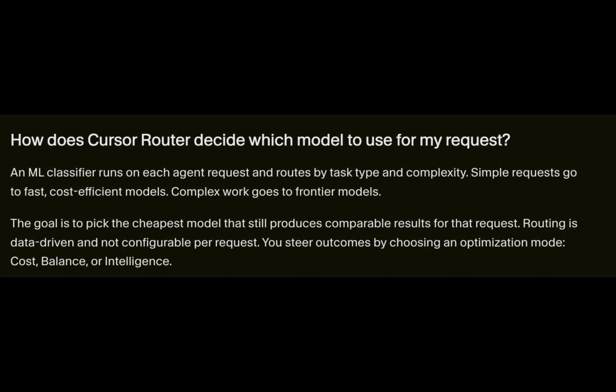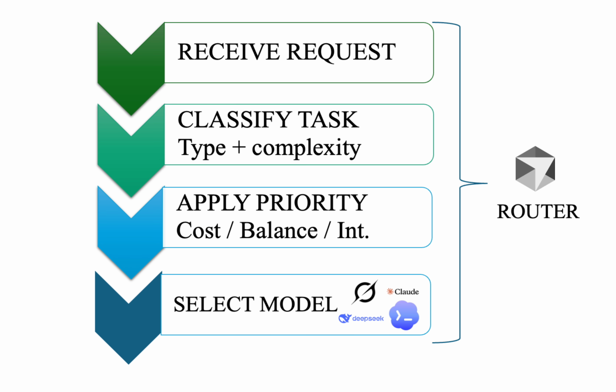According to Cursor's documentation, its router runs a machine learning classifier on each agent's request. That classifier estimates two important properties: the type of task and its complexity. Cursor doesn't publicly document every signal used by this classifier, so we shouldn't pretend to know its exact internal formula. But its output is essentially a routing decision. Does this request need a fast, efficient model, or does it justify using a more capable frontier model?